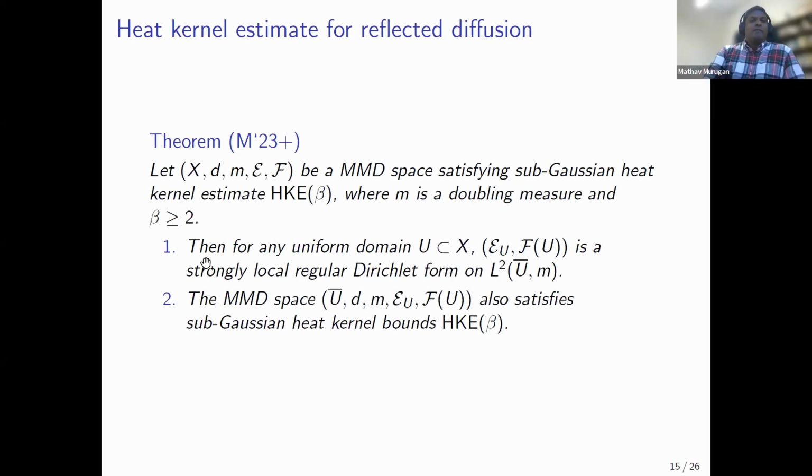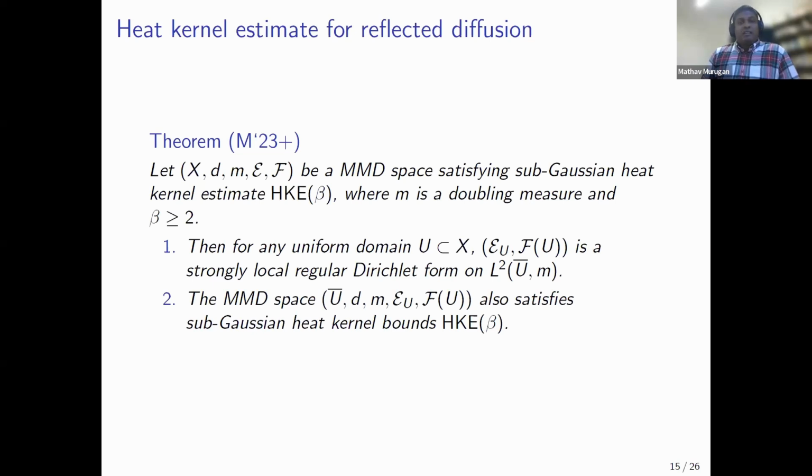Okay. So in this case, for any uniform domain, the Dirichlet energy that we defined using this local Dirichlet space is actually a strongly local and regular Dirichlet form on the closure of this domain. So using this theorem of Fukushima that I mentioned earlier, one can define an M-symmetric Markov process on the closure of this domain. This is what we think of as the reflected diffusion on U, corresponding to this ambient diffusion on this big metric space.